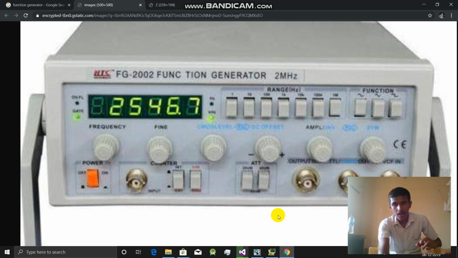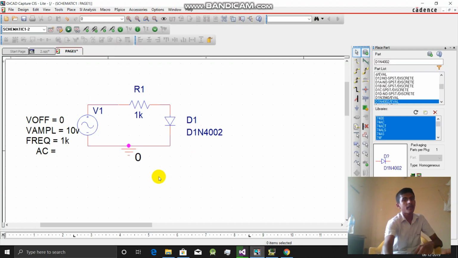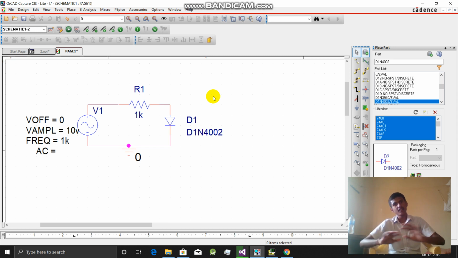Okay, this is just the hardware part. We need to set the required frequency and voltage. Then let's come back to the circuit. Here we designed 10 volt and 1 kilohertz. If we design like this, it will give the waveform where the positive part above the VD level will be clipped out and the below is the same as it is. Let's see its output.